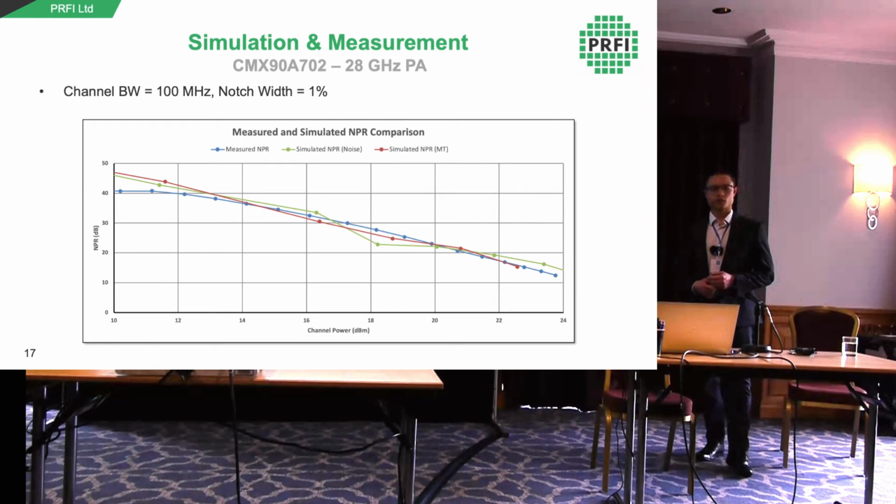What we were most interested in was the agreement between simulation and measurement, which you can see here. So for the A702, the blue line shows the NPR measurements with a noise signal. The green line shows the simulated NPR with a noise signal, and the red line shows the simulated NPR with the multi-tone signal. So both simulations follow the trends of the measurements, but you can clearly see they don't follow them exactly. So we need to bear that in mind. Overall, we think it's a reasonable fit to help us when we're designing. We'd be reasonably confident, but we wouldn't want to quote exact numbers.